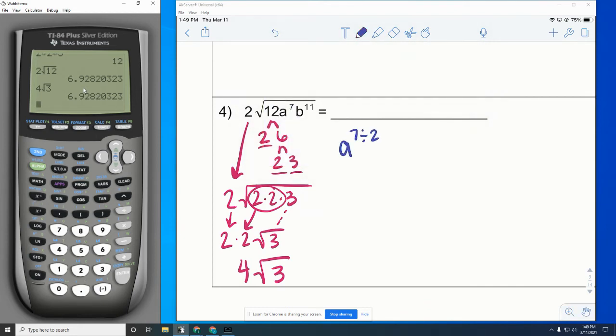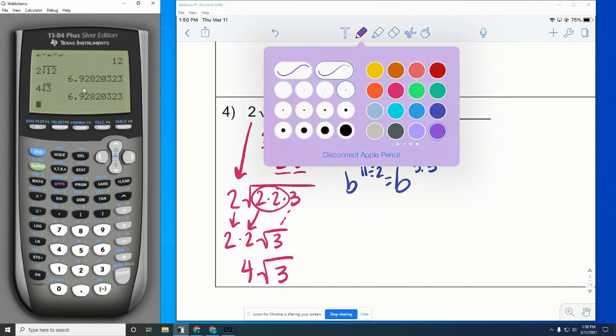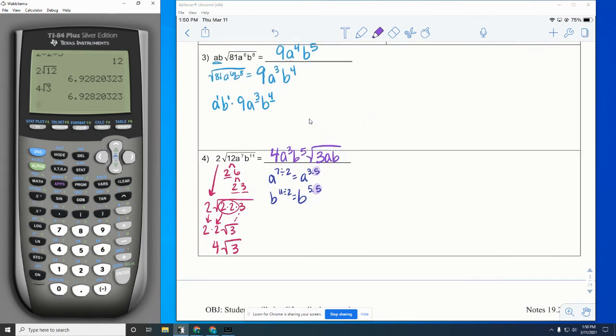A's, I have 7. When I divide by 2, I get 3.5. B's, I have 11. When I divide, I get 5.5. So my answer altogether, I have the number 4, I have 3 A's and 5 B's. And then in my square root, I have the number 3 and an A and a B. Remember, the 0.5 means leave one of them inside. The big numbers are what are going on the outside. So the 3 and the 5 are how many are going out. Because these are both odd, we will leave some under the square root.